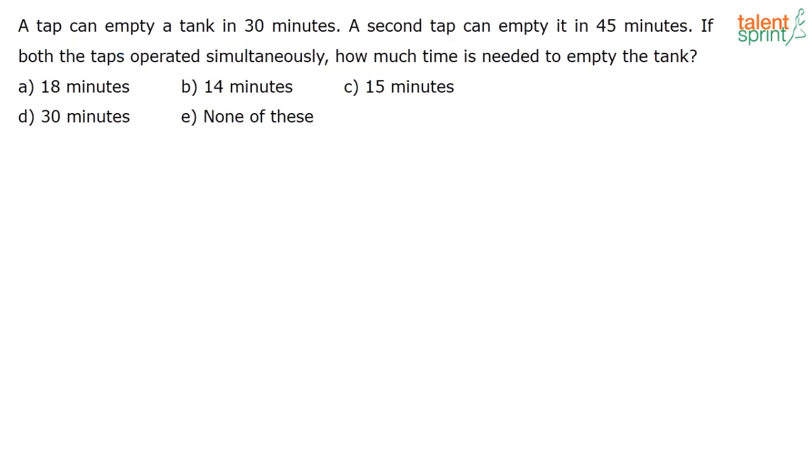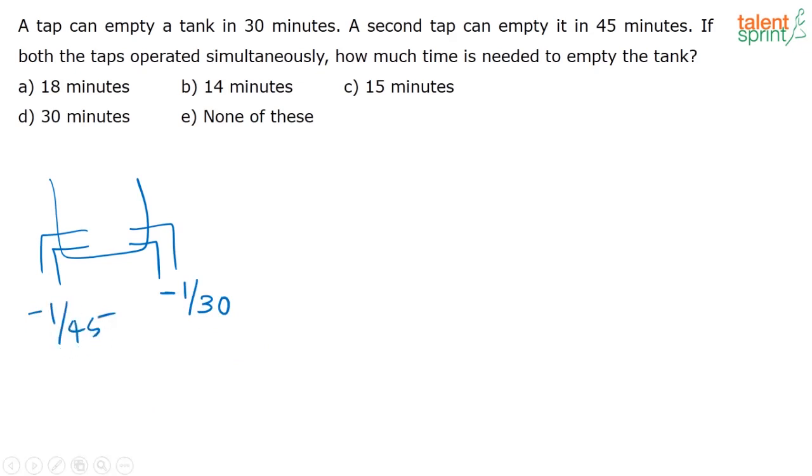A tap can empty a tank in 30 minutes. So, there are two taps, both are emptying. The first tap is emptying the tank in 30 minutes. So, in 1 minute it will empty minus 1 by 30th of the tank. A second tap can empty it in 45 minutes. So in 1 minute it will empty 1 by 45th of the tank. So put together, both the taps are opened, in how much time will they empty the tank?